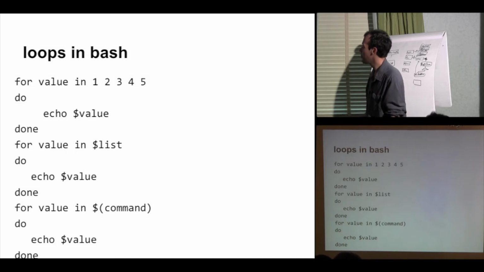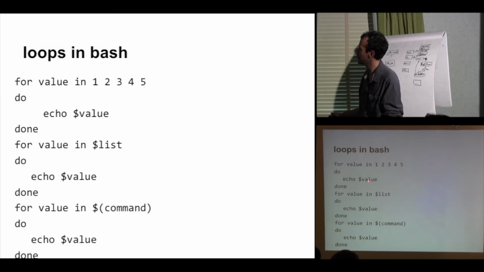You can also do loops. So in a loop, you can do something like this. You can say for value, this is the variable that you're making, in 1 2 3 4 5. You've made a list. And then do, note the lack of semicolons here. It's very consistent. So this will print out 1, 2, 3, 4, 5 on the screen. If you have a variable that's a list, you can do the same thing. You can have $list, and then it'll print all of the values in $list.